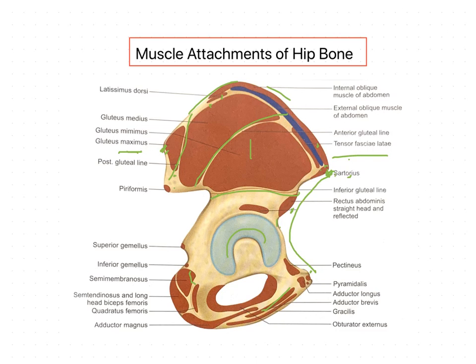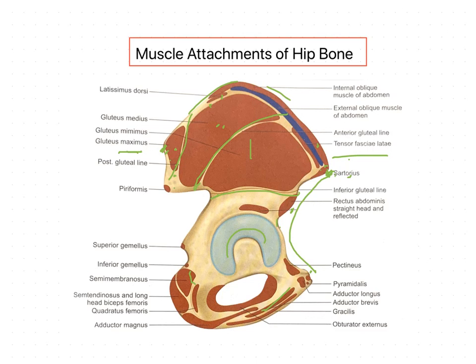Okay, so this is one of the sites of origin for the gluteus maximus. The gluteus maximus is attached behind the posterior gluteal line. Next comes the gluteus medius. The name itself indicates that the medius is present between the maximus and minimus, and it is also located between the posterior gluteal line and the anterior gluteal line.